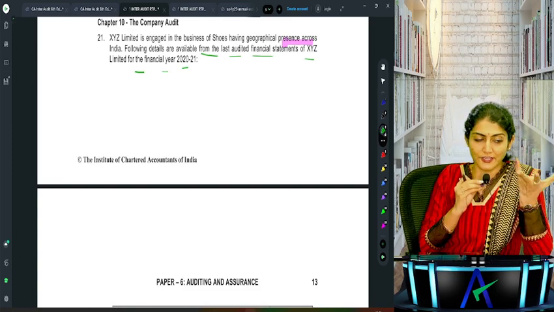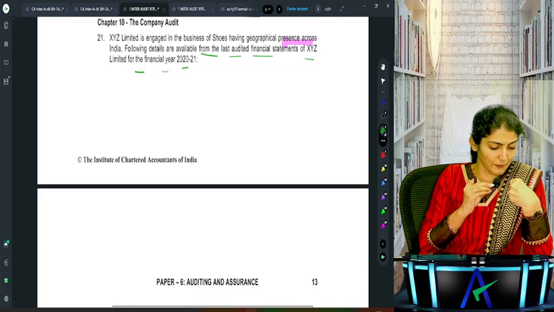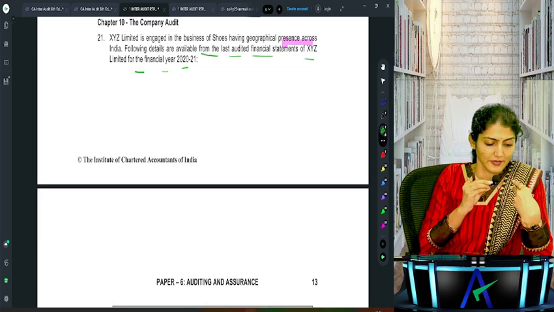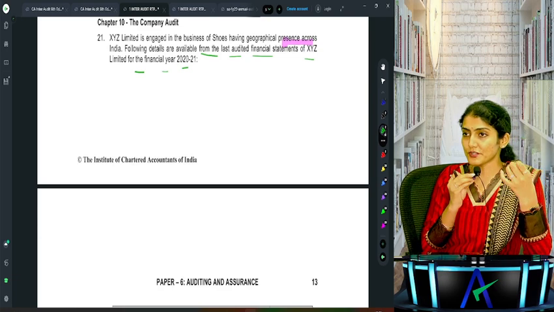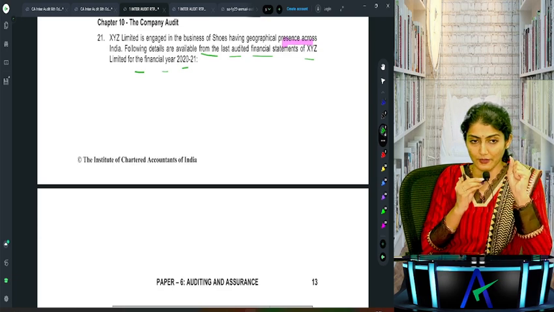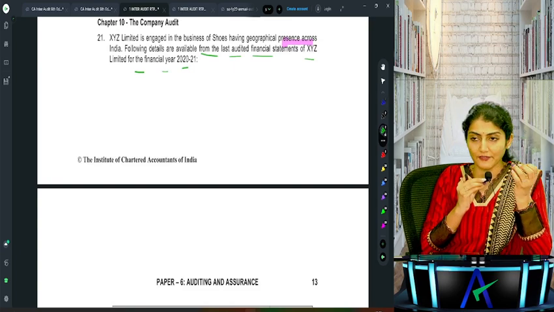As per section 177 of the Companies Act 2013, listed companies and the following classes of companies are required to constitute an audit committee. And then write down every public company having.